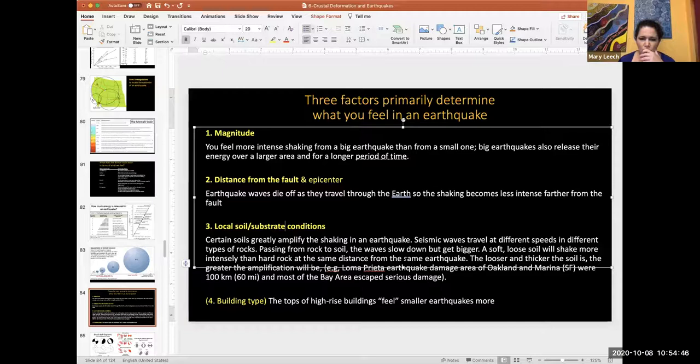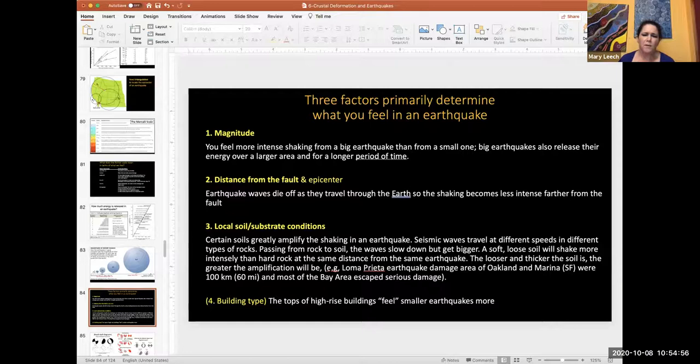Okay. All right. So let's see. Just to point out some of the text here, it says that when the seismic waves pass from solid rock to soil, the seismic waves slow down a lot, but the amplitude gets bigger. So the amplitude of the shaking is higher, and that's what is causing the greater shaking. It's the increased amplitude of the seismic waves.